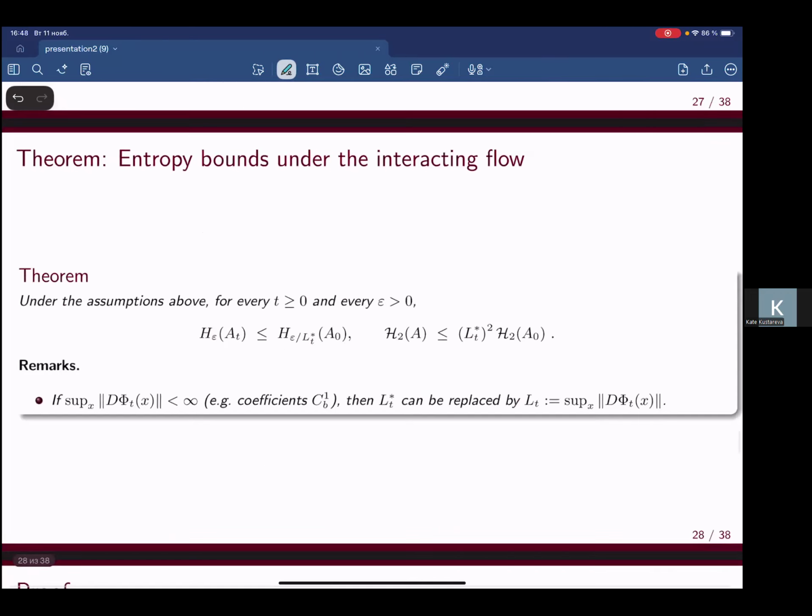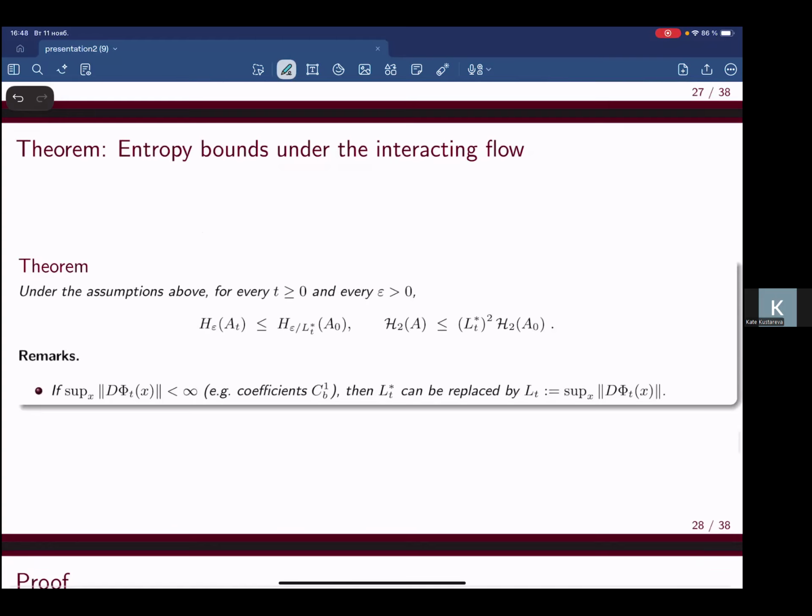Under the assumption we discussed above, for every t greater or equal than 0 and every epsilon, we have two inequalities. The first one is the Kolmogorov entropy, and the second one is the quadratic entropy. The first one tells us that the covering number of set A, the number of epsilon balls needed to cover it, cannot grow faster than the Lipschitz constant L of the flow.